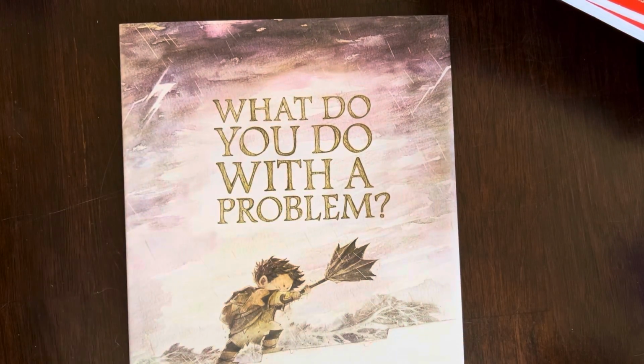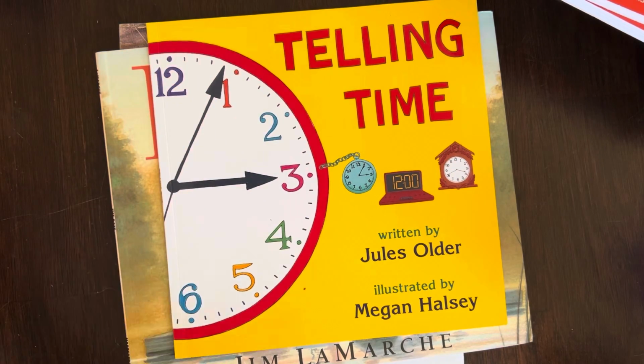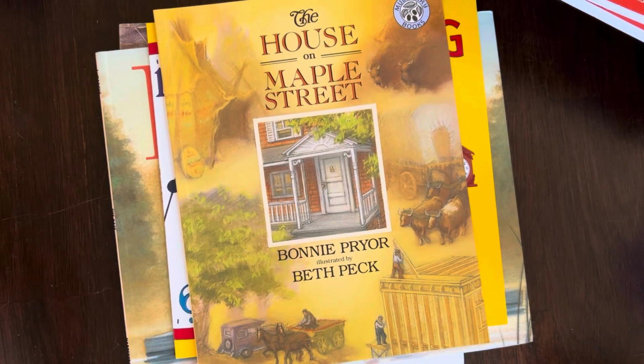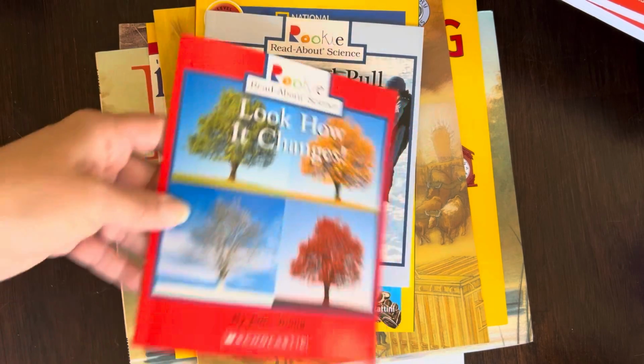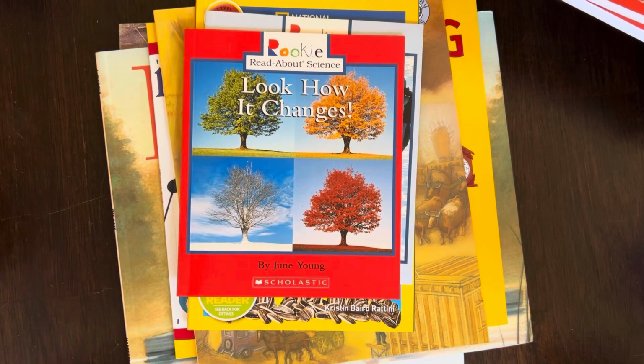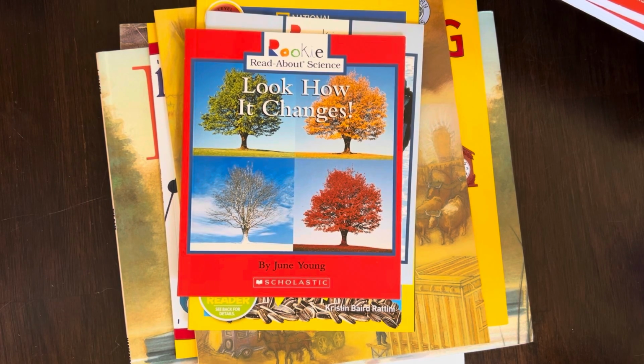Then that's one of the main texts for the history component, and then you have literature. So What Do You Do with a Problem, The Raft, Telling Time. This is also used in the math curriculum. The House on Maple Street, Seed to Plant, Push and Pull, Look How It Changes. And there are also some other books that are used in the middle of the curriculum that are not listed, so I'm not sure if that's something I'm supposed to reveal or not, like which books they are.